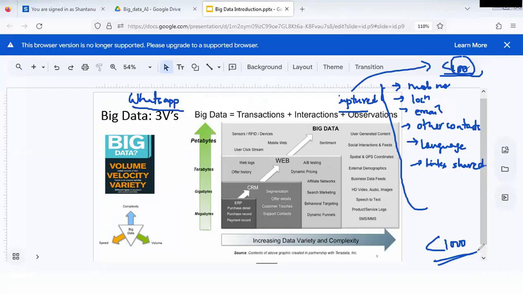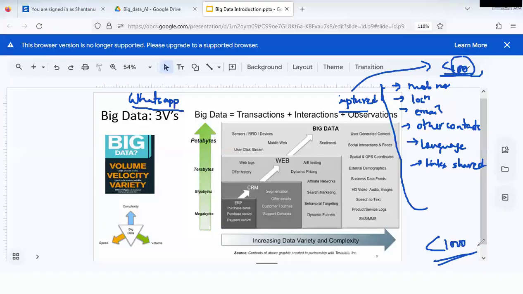Maybe your bank account details, maybe your bank account transaction details, the transactions that are happening, UPI IDs getting shared. You are saying yes, I have done the transaction. Bank transactions are also being tracked.